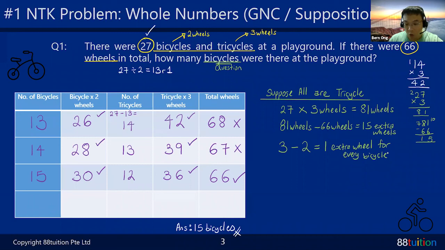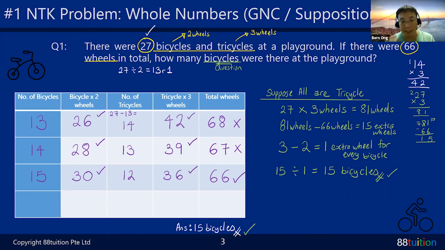Okay. So the next question is, these 15 extra wheels, where do they come from? It must have come from the bicycles, because all the tricycles already got 3 wheels, right? Bicycle only supposed to have 2 wheels, but every one of these bicycles comes out with 1 extra wheel. So how many are there? You take 15 divided by 1, to give you 15 what? 15 bicycles. Isn't it the same answer? Without drawing any columns. Can you see that?